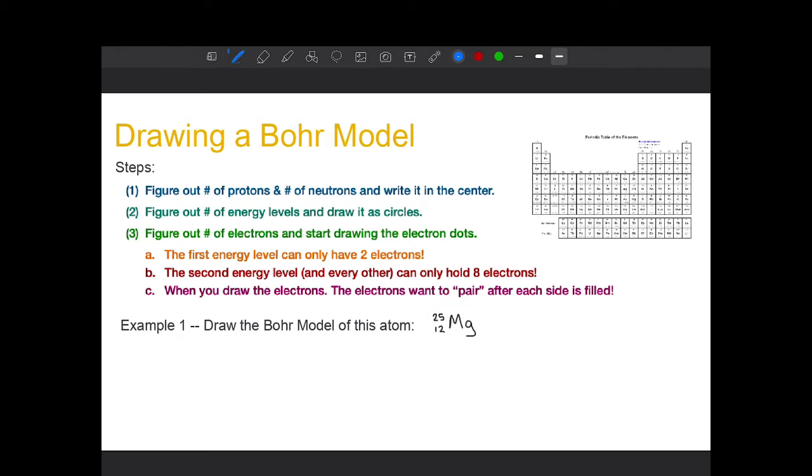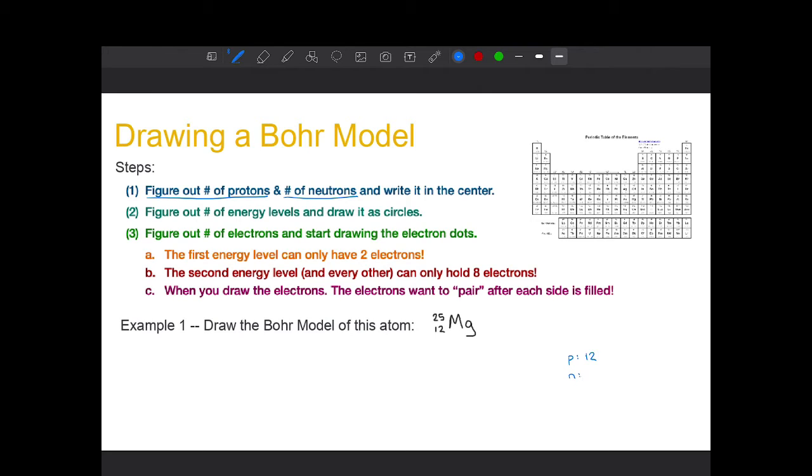This is magnesium. It has an atomic number of 12 and a mass number of 25. Remember that? Now the first step is to figure out the number of protons and the number of neutrons and write it in the center. So we can just do it simply like this. Protons, how many are there? Well, atomic number is 12, so there are 12 protons.